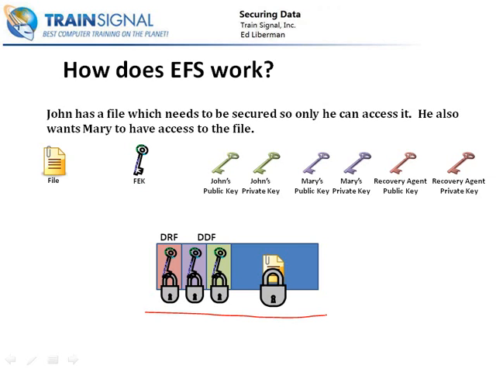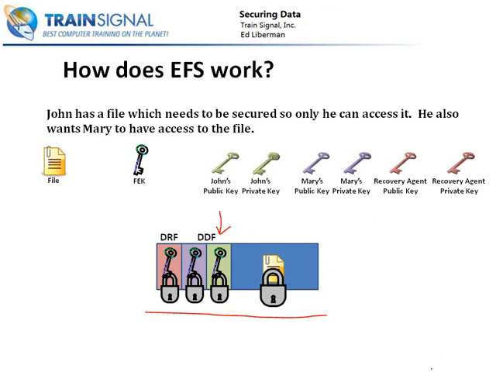And if you walk up and you see 4 locked boxes, what are you going to do? You're going to check to see if you have a key that can open any of those locks. Well, John, Mary, and the recovery agent each have a key that would work. And here's how. If John wanted to access this data, his private key could be used to access this particular field right here. Why? Because it was encrypted using John's public key. And of course, the matching key is the only key that can access that field.